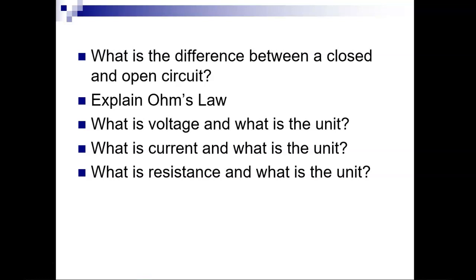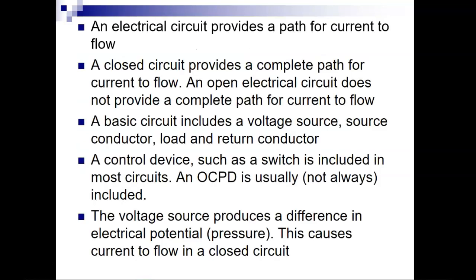So let's kind of go on with all this. An electrical circuit provides a path for current to flow. A closed circuit is a complete path. An open circuit is not. A basic circuit includes source, conductor, load, and if you're doing an electrical circuit or a hydraulic circuit, you have to have something to return the electricity or the fluid back to source. Does that make sense?